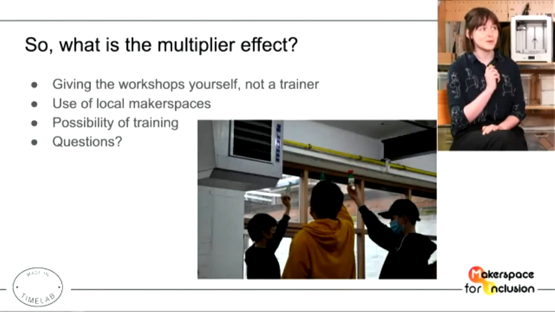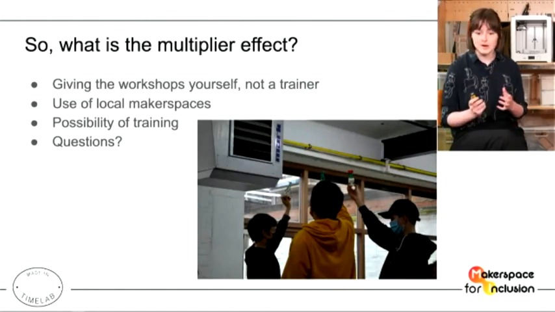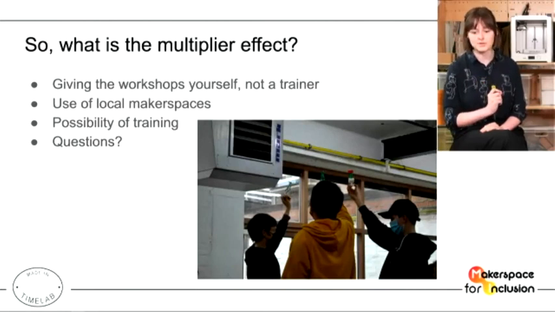So the multiplier effect we really want to achieve with this project and these Instructables is that you can be empowered and don't need a trainer, but can give the workshops yourself and use local makerspaces. Time was the first Fab Lab in 2010, but since then there are so many different makerspaces all around Ghent, Belgium, Europe and the world. And there is also a possibility of training in a lot of workshops, to learn skills like 3D printing, so that you can also support your own group in the use of the machines.